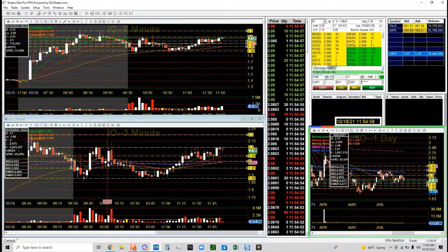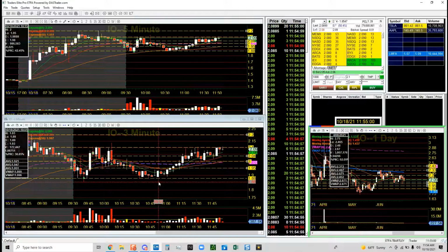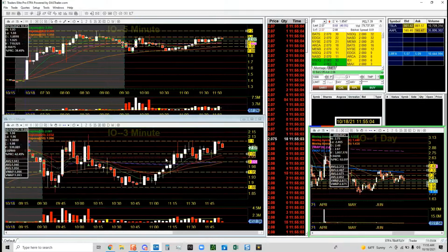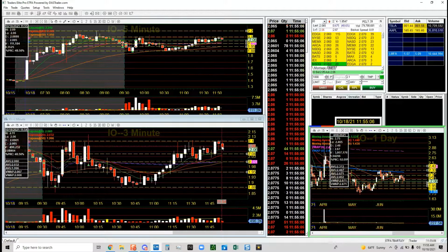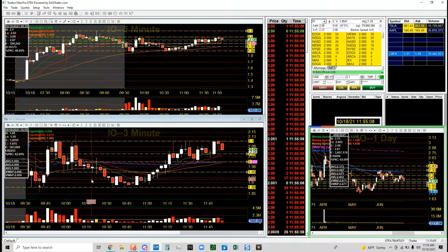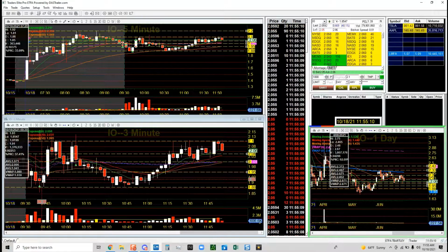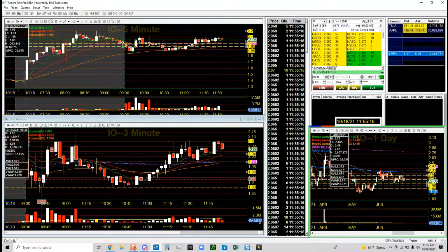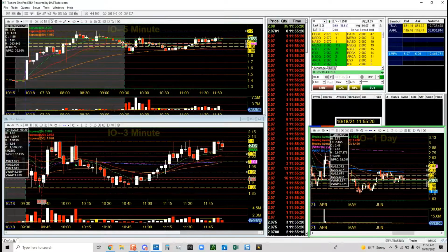Tape is slow, selling pressure. Excuse me. This stock really wants to break out. It really does. There are a lot of people looking at this stock and buying it, trying to push it up higher. But there's a hidden seller who's like, no, you're not getting higher than 2.10. Sorry.